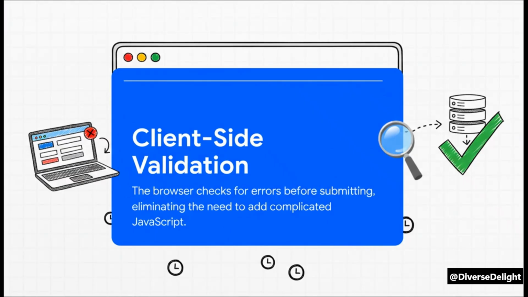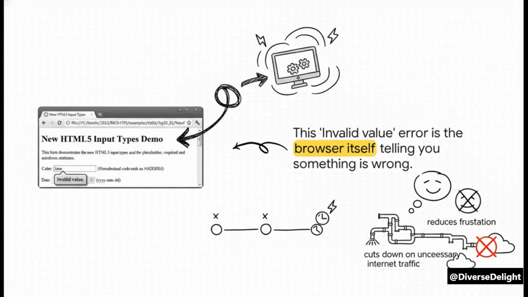The real game changer was this thing called client-side validation. See, in the old days, if you messed up a form, you'd hit submit, you'd wait, and then the whole page would reload just to tell you that you missed a field. Ugh. With client-side validation, your own browser can check for basic mistakes instantly before that data ever even leaves your computer. You see that little invalid value bubble right there? That's not the website yelling at you from some far-off server. Nope. That is your own browser, right there on your machine, catching a mistake in real time.